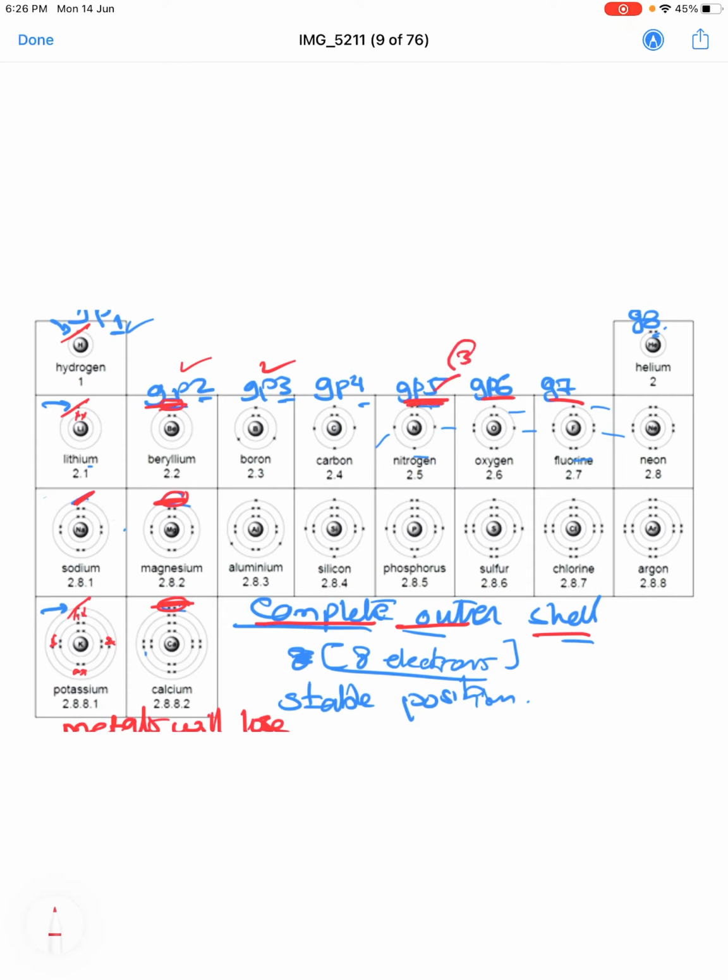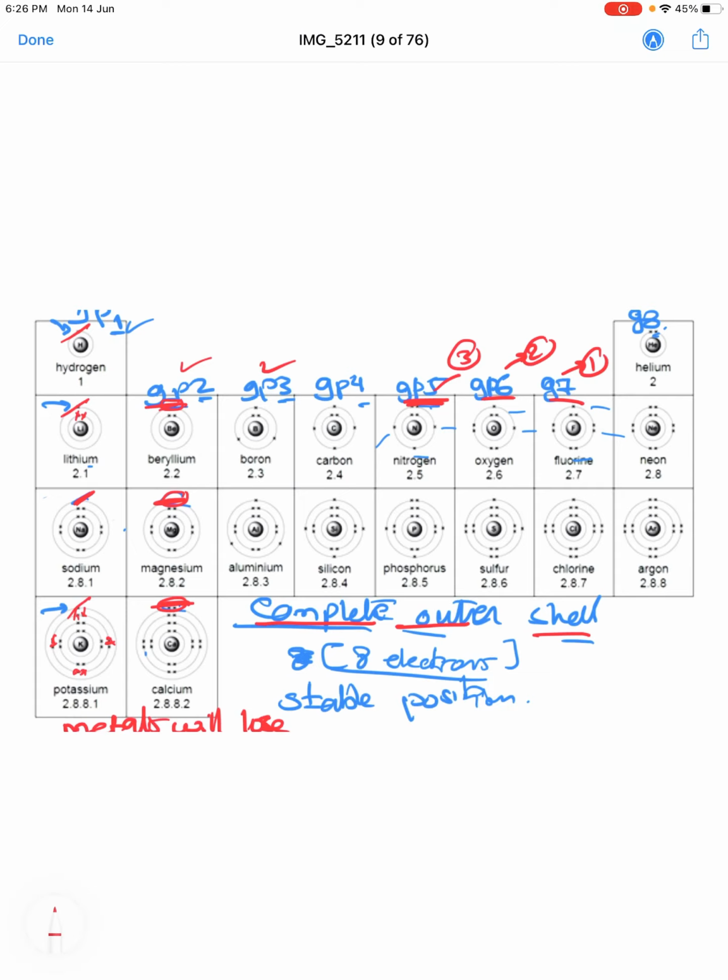group 5 to gain 3 electrons to have a complete outer shell of 8. Group 6 will gain 2 electrons to have a complete outer shell of 8. Group 7 will gain 1 more electron to have a complete outer shell of 8 electrons.